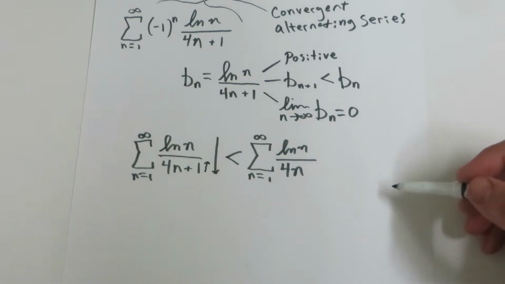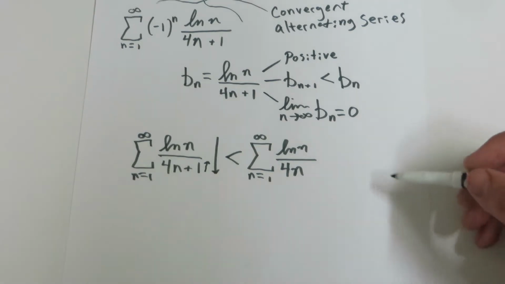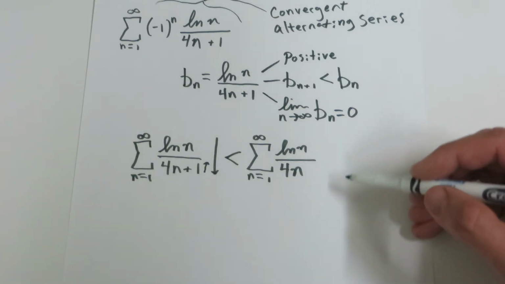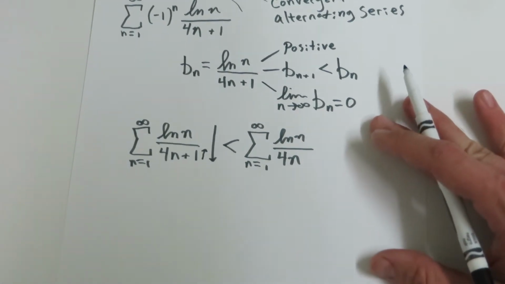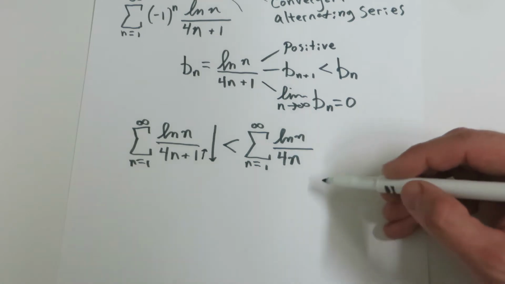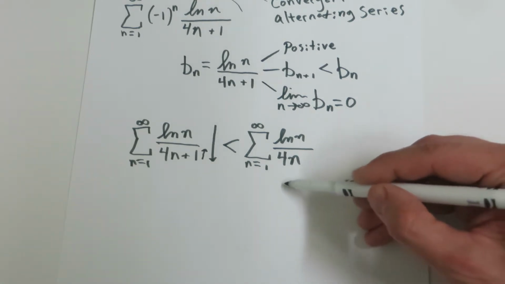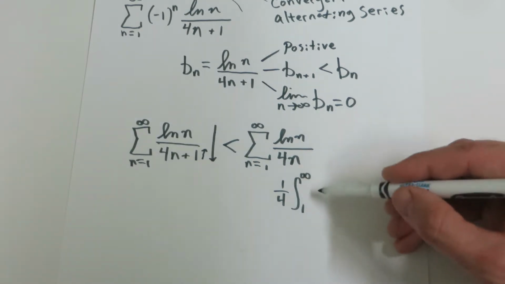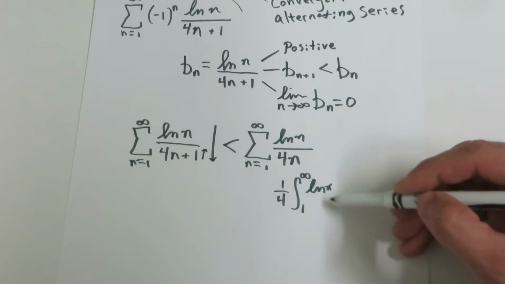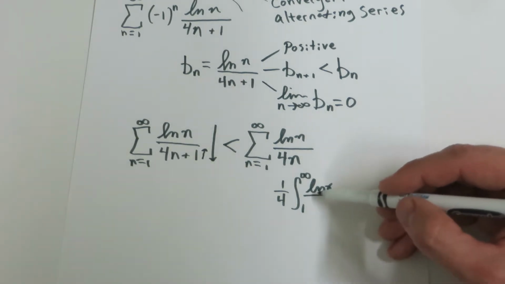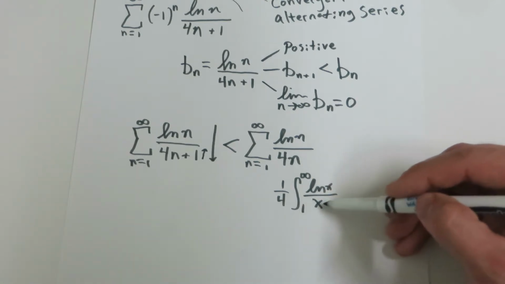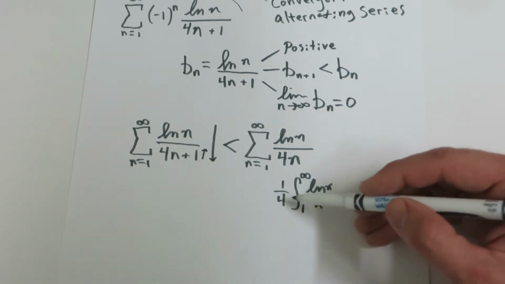Okay, and we can see straight away that this is going to be a divergent series, if you just do the integral test. If you do the integral test real quick here, of 1 over 4 times the integral from 1 to infinity of ln of x over x. Our n's become x's, so this becomes a function. We've already pulled our 4 out, so instead of 4n, we just have x with the 1 over 4 out front here.